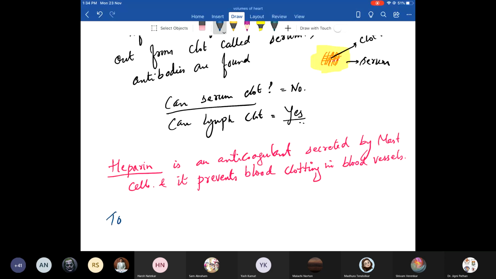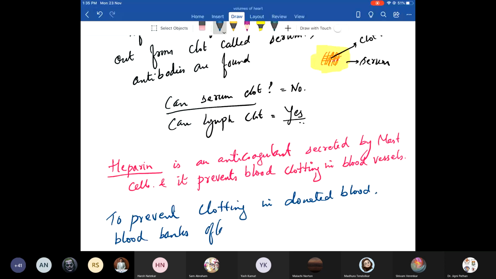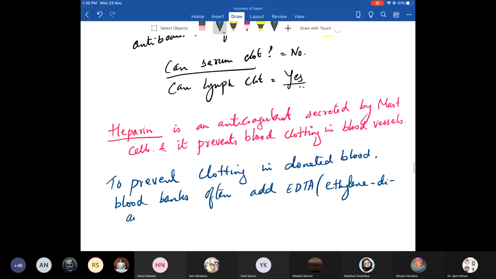So write down: to prevent clotting in donated blood, blood banks often add EDTA, ethylene diamine tetraacetic acid, or citrates, or oxalates that remove the calcium.